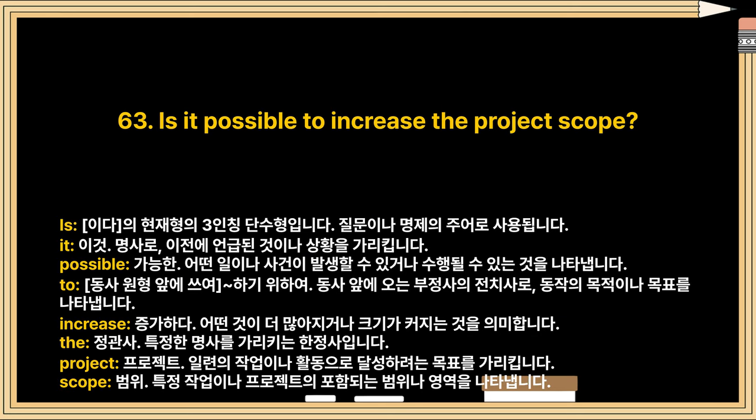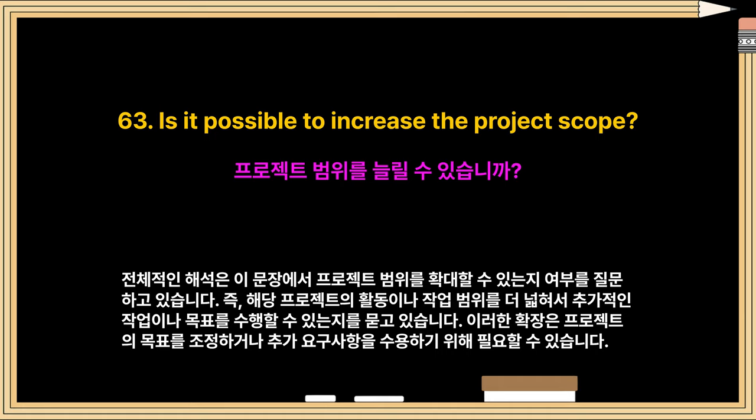Is it possible to increase the project scope?